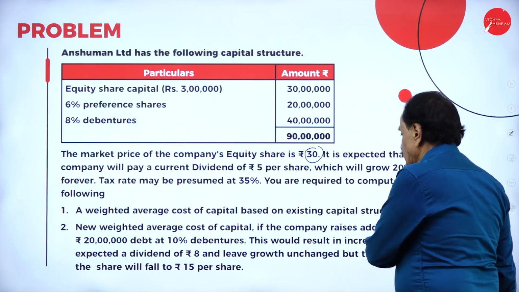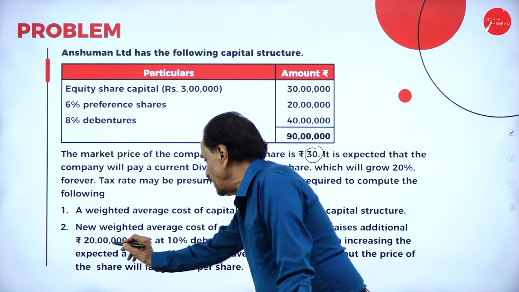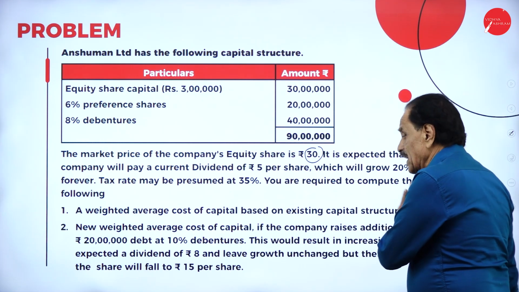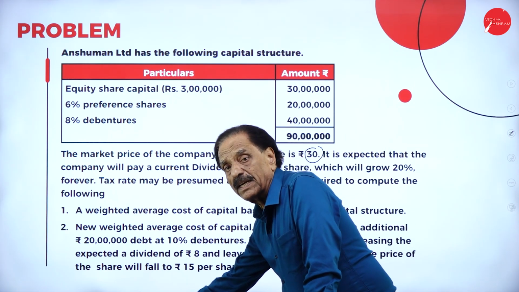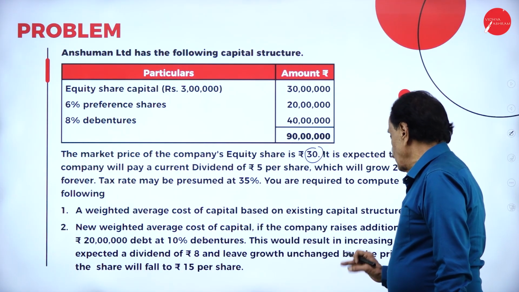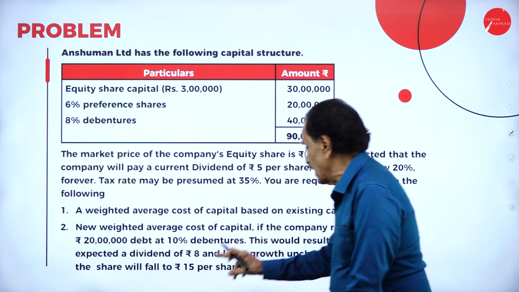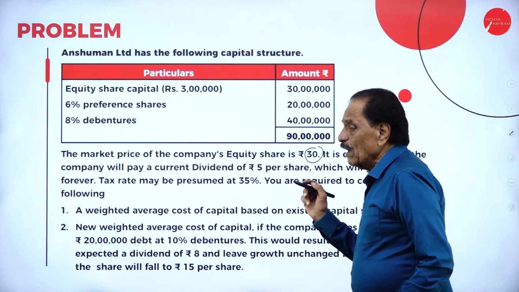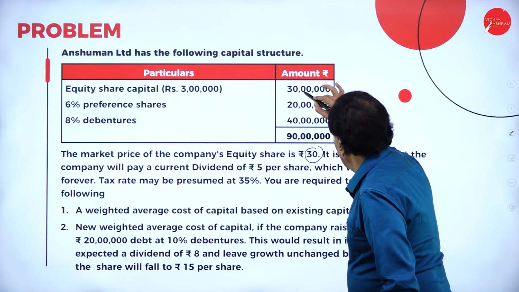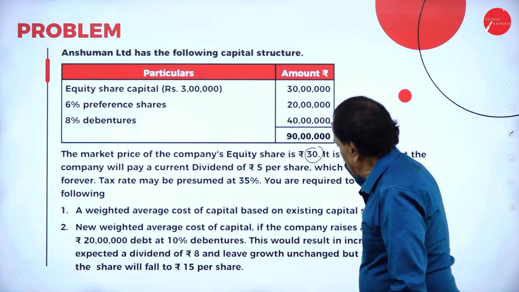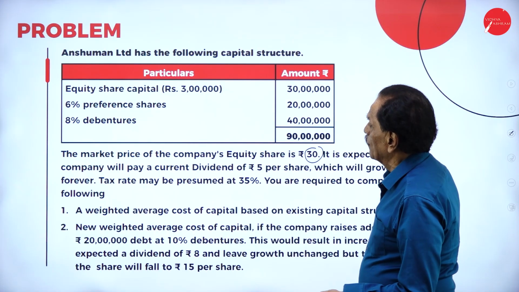If the company raises an additional rupees 20 lakh of debt at 10% debenture, this would result in an increase in the expected dividend to rupees 8 and leave the growth rate unchanged, but the price of the share falls to rupees 15 per share. Now, how to calculate the weights? 30 lakh divided by 90 lakh, 20 lakh divided by 90 lakh, 40 lakh divided by 90 lakh. I will show how to work it out.